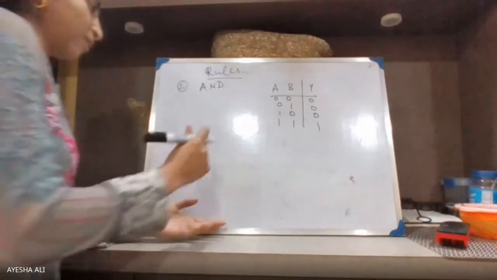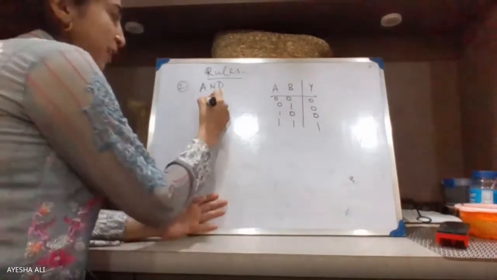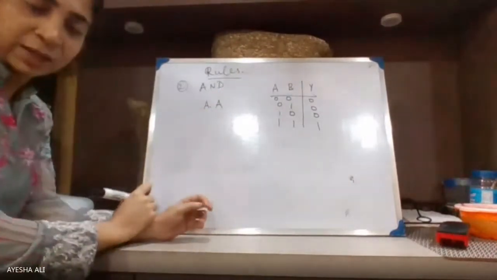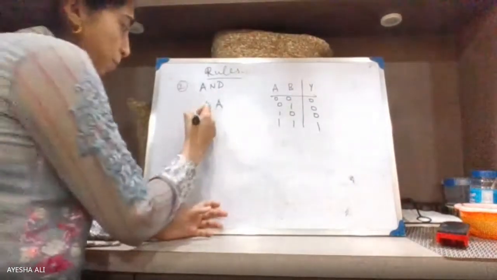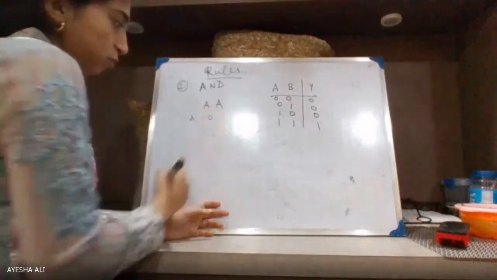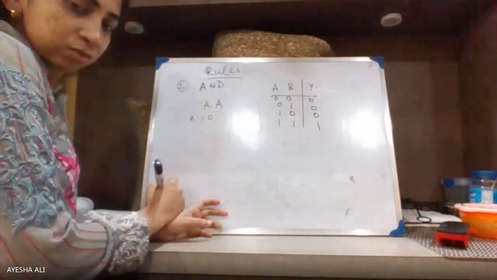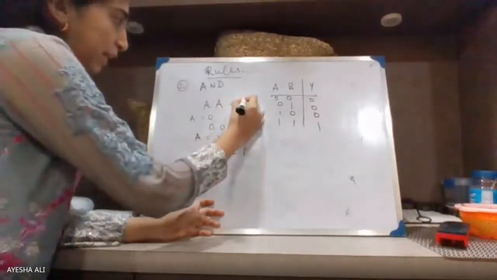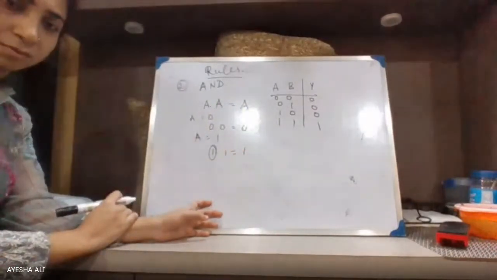Now, suppose I have A and A. Then what will be my output? Let's assume my A is 0. So 0 dot 0 gives 0. And if my A is 1, then 1 dot 1 gives 1. So whatever my A is, A dot A will be that. Right?